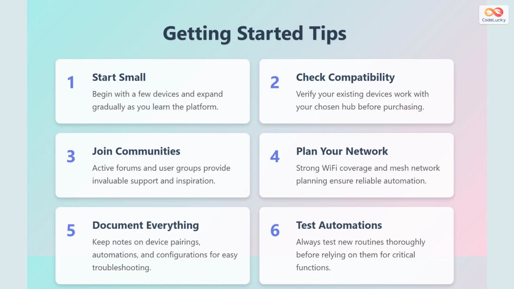Fourth, plan your network carefully, ensuring strong Wi-Fi coverage and proper mesh network design for reliable automation. Fifth, document everything by keeping detailed notes on device pairings, automations, and configurations for easy troubleshooting. Finally, thoroughly test all automations before relying on them for critical functions like security or safety systems. With patience and planning, any of these hubs can transform your house into an intelligent, responsive smart home.